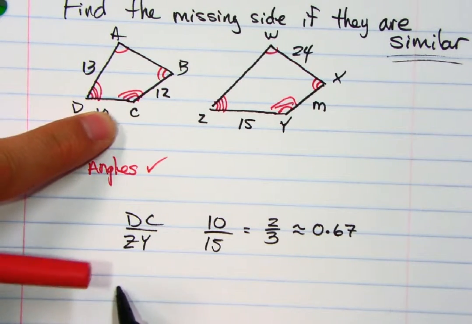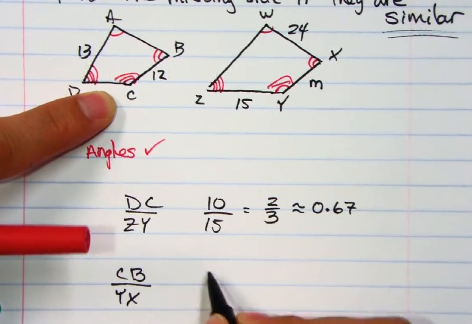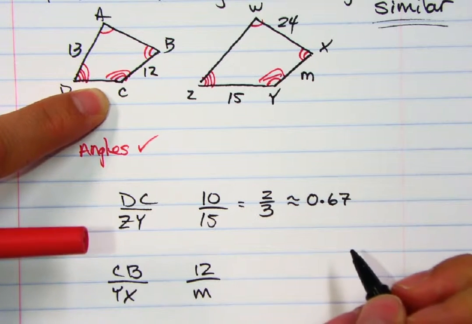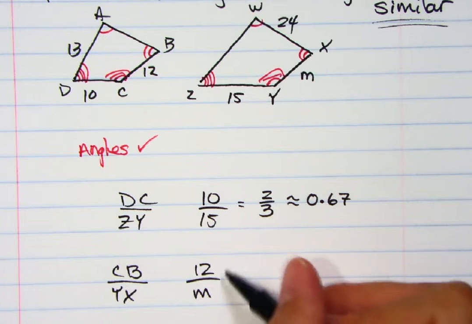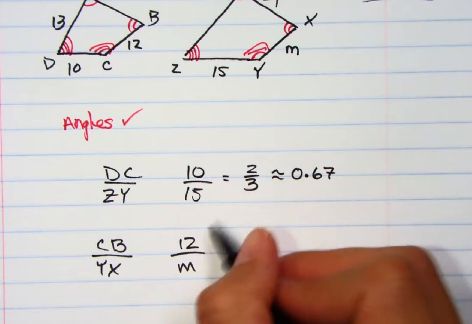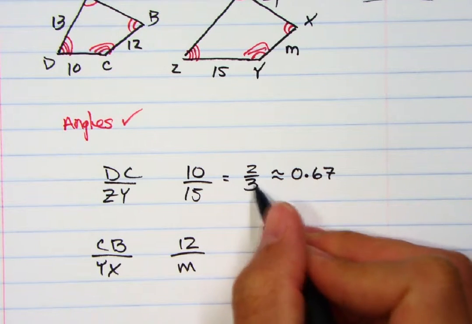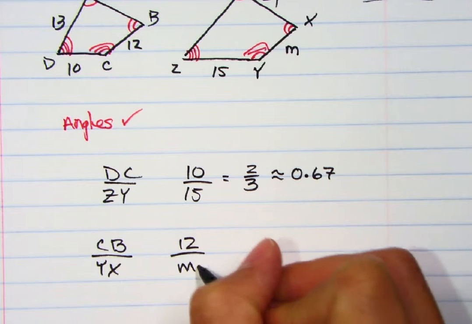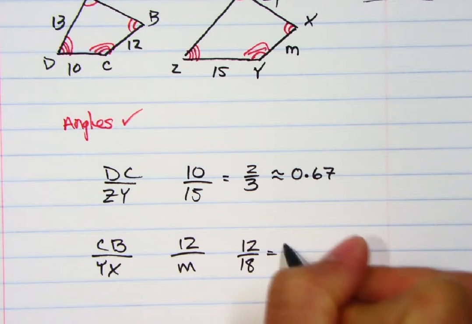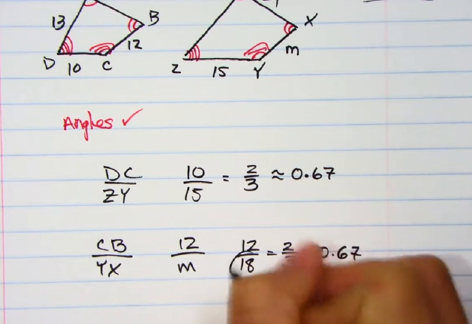I went from the smaller shape, so I'm going to go CB, and I'm going to compare that to YX. CB in this case is 12. YX is, I just don't know. That's the letter M. I know I need to make this 2/3. So at this point, you might be saying, well, how do I make this 2/3? Well, what number goes into 12 twice? That'd be 6, right? So if I multiply that by 3, that should tell me that this bottom one has to be 18. 12 over 18, which reduces to 2/3, which is also 0.67. So 18 is what I'm looking for.